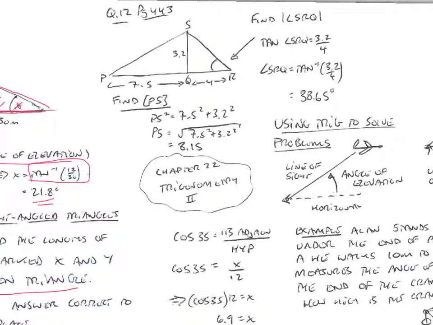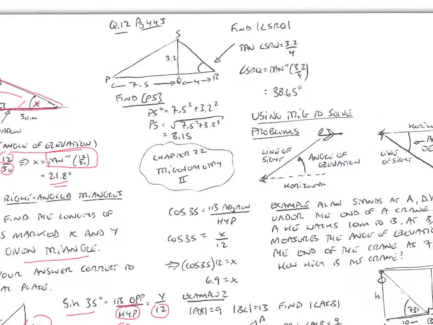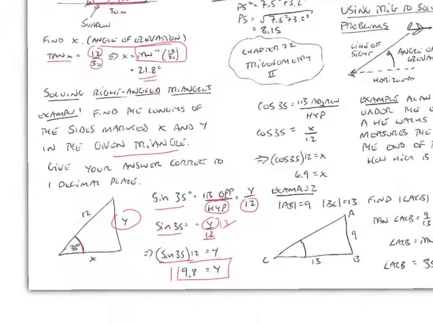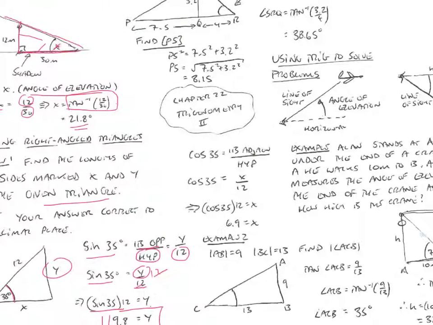Actually, sorry, do I have to find x and y there? I think we do. Yeah, okay, so to find x then, we just say that cos of 35 is its adjacent over the hypotenuse. So cos of 35 is equal to x over 12. That must mean that 12 times cos 35 is x, so x is 6.9.